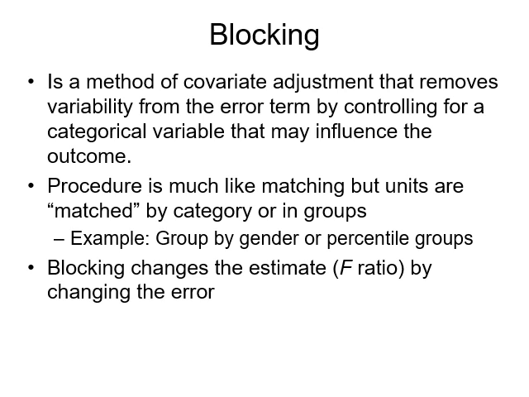So blocking is simply a method for covariate adjustment that removes variability from the error term, hopefully, by controlling for a categorical variable that may influence the outcome. The procedure is much like matching, but the units are matched by categories or groups, and we're not actually going through the process of matching people one-on-one. We're simply using the measurement of what might be used to match people to basically treat it as a covariate. So this is a very easy way to address this issue.